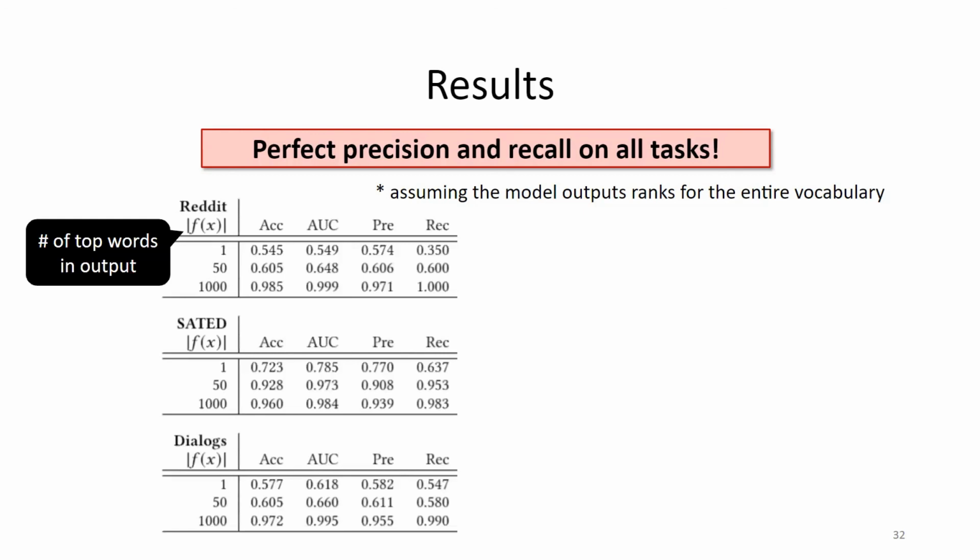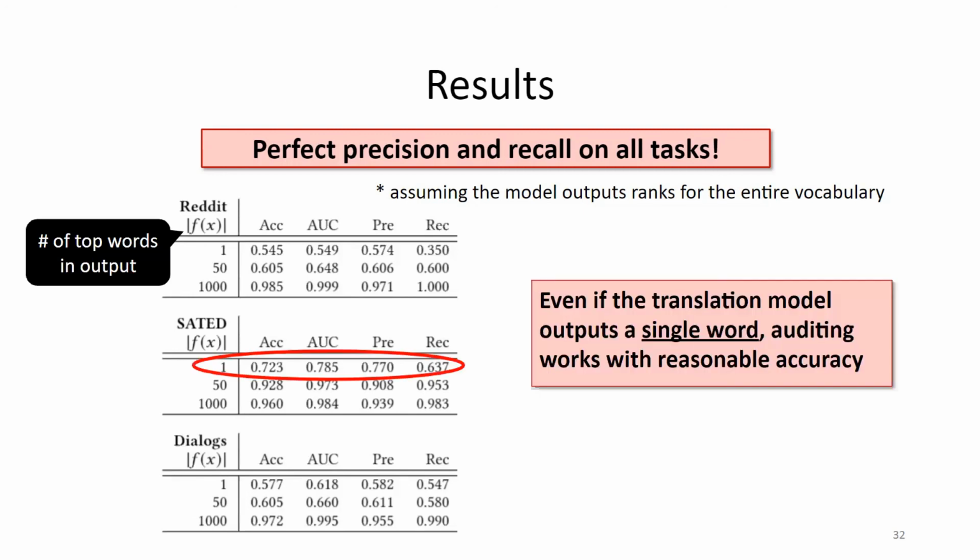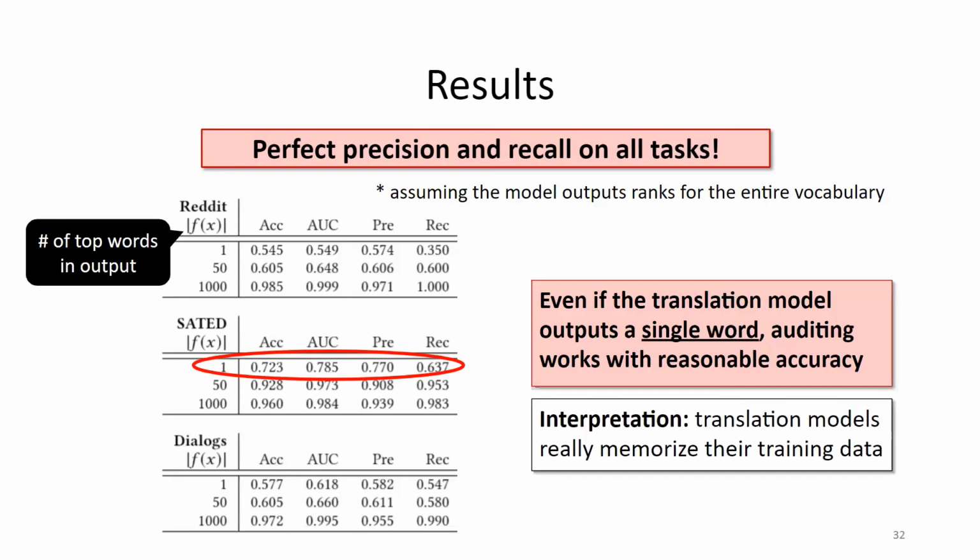The leftmost column shows the number of top words in the model's output, and we also show the corresponding auditing accuracy, AUC, precision, and recall. As you can see, as we reduce the number of top words in the model's output, the auditing performance drops. However, for certain models, like this translation model, even if it just outputs a single word, the most likely word, auditing can still work with reasonable accuracy. And this really means the model memorized its training data in some way that does not hurt its test performance.